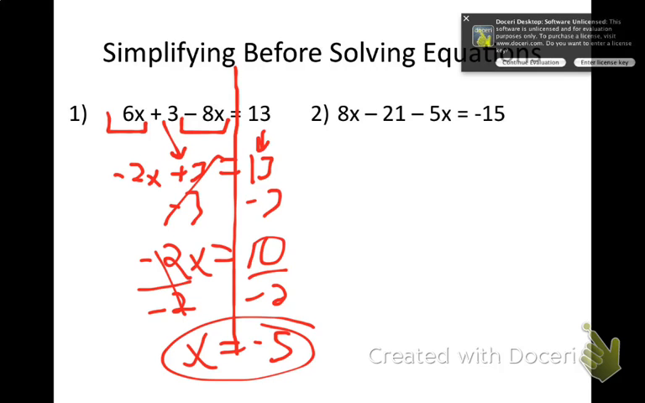Okay? So again, notice when I have variables on the same side, I can combine. We will talk about problems later that have them on different sides, so I have to do something else. Number 2, again, draw my line down. I can visibly see my x's are on the same side. 8x minus 5x gets me what, Sage?